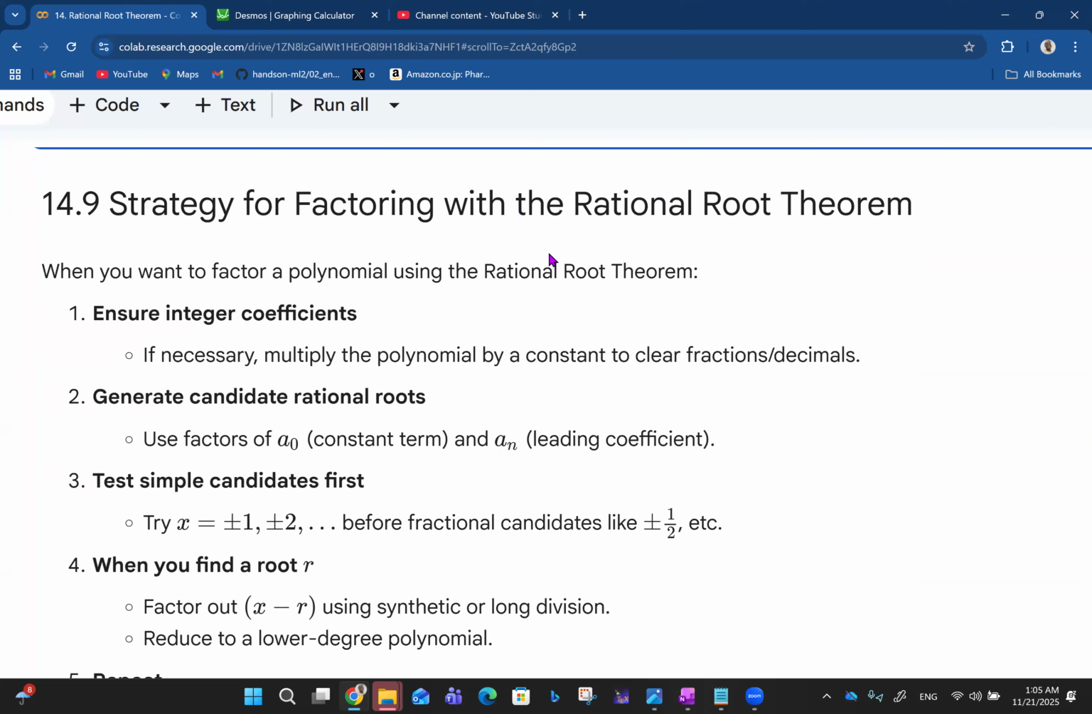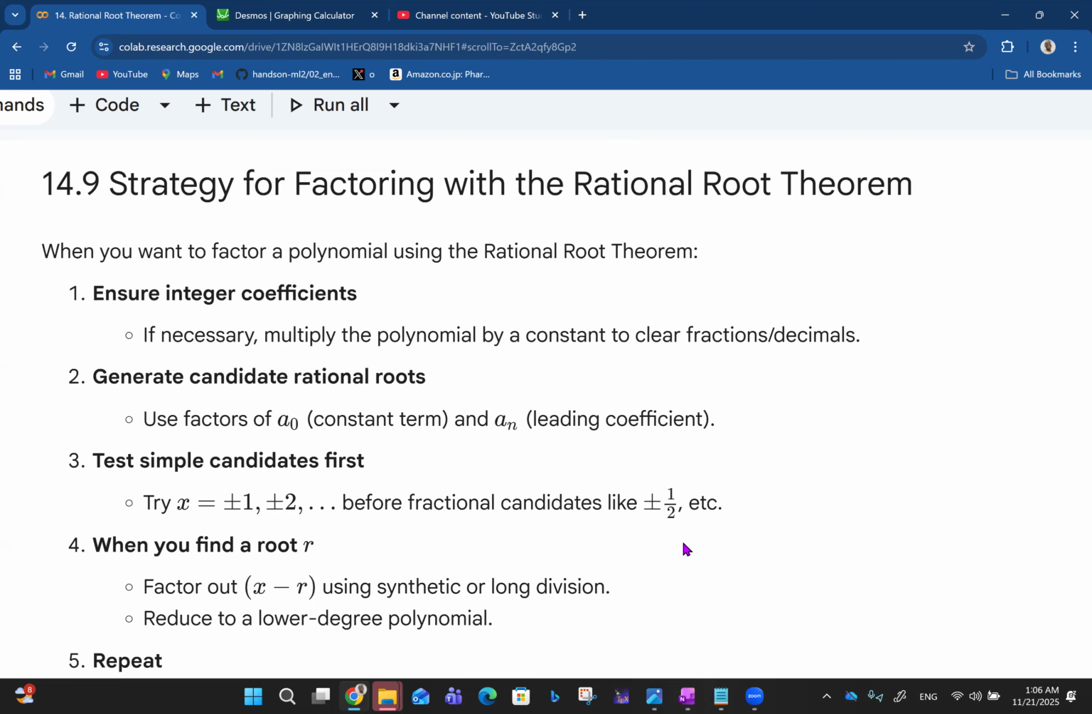So we have a strategy for factoring with the rational root theorem. When you want to factor a polynomial using the rational root theorem, ensure integer coefficients. If necessary, multiply the polynomial by a constant to clear fractions and decimals. So that really helps. Then generate candidate rational roots: use factors of a naught, the constant term, and factors of a, the leading coefficient. Then test simple candidates first. Try x equals plus or minus 1, like I like to do, plus or minus 2, and so on, before fractional candidates like plus or minus half. Fractional candidates, of course, can be problematic.